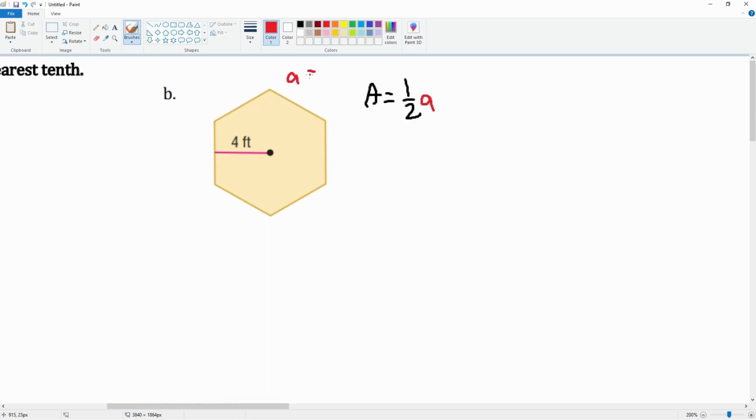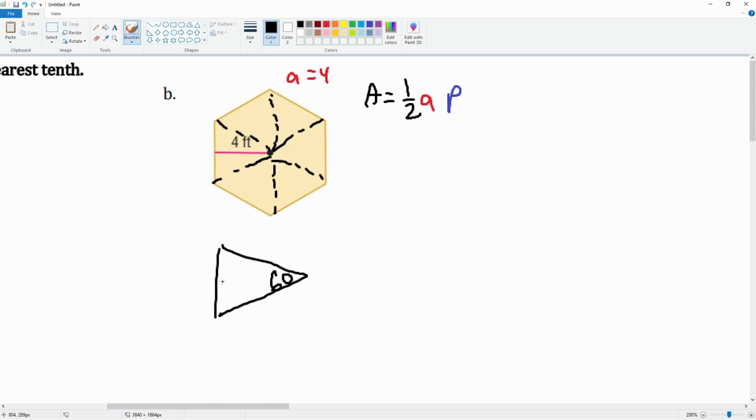The apothem is equal to 4, but you need to know what the perimeter is. To find the perimeter, you still have to split this into its individual pieces. 1, 2, 3, 4, 5, 6. So 360 divided by 6 is 60. So each triangle here is 60. If I cut it in half, I have my individual right triangle as 30.